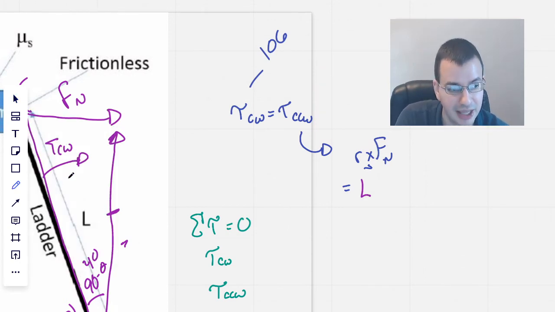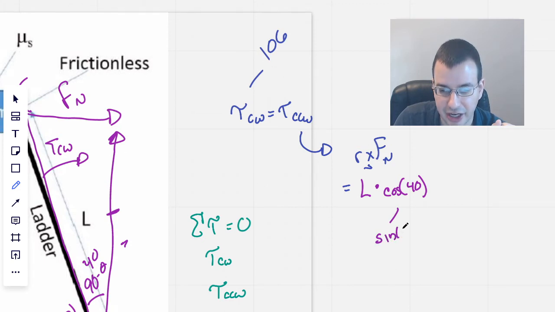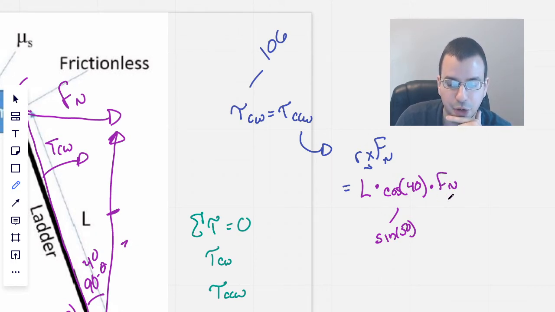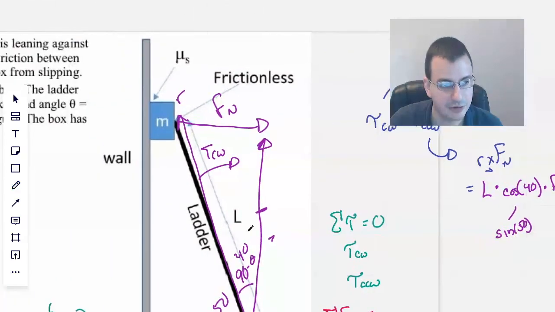So this will be the length L times, and this time we're not going to use L over 2 because it's rotating about the end, times cosine of 40, which is the same as sine of 50, times force normal. Okay? So we know what this is, we know what that is. We don't know what force normal is, but I think we can figure it out here.